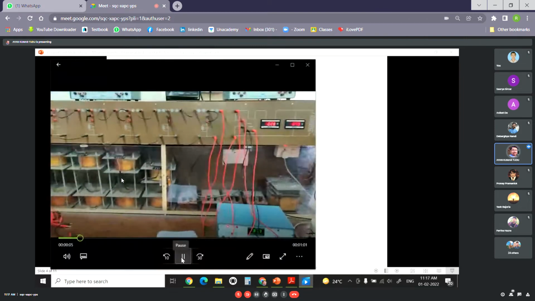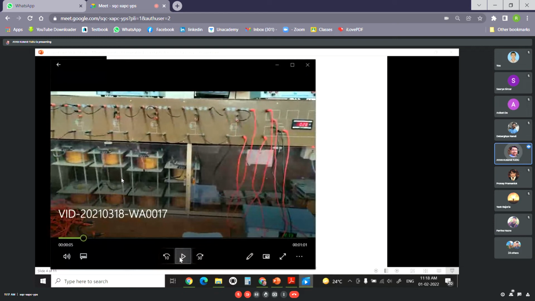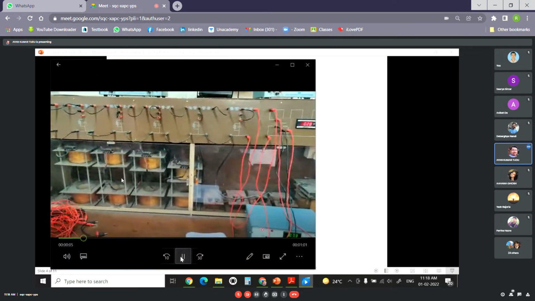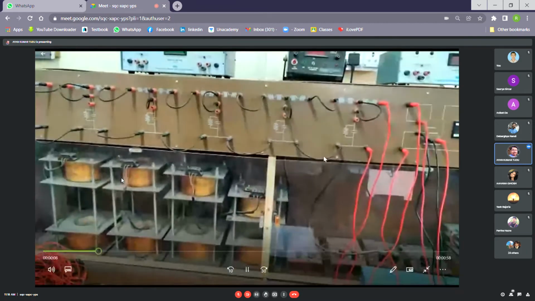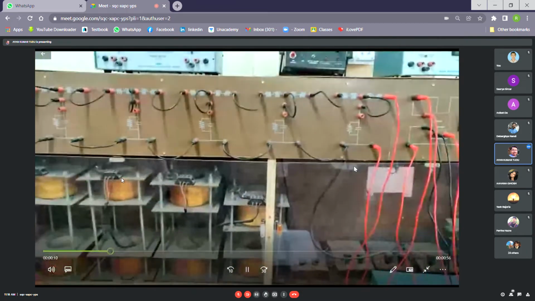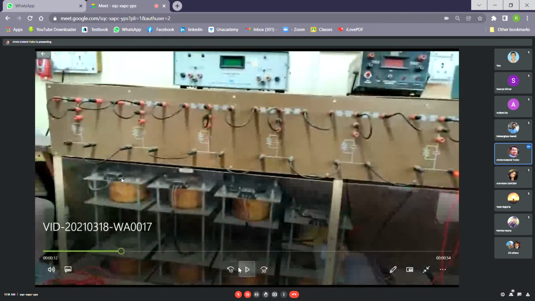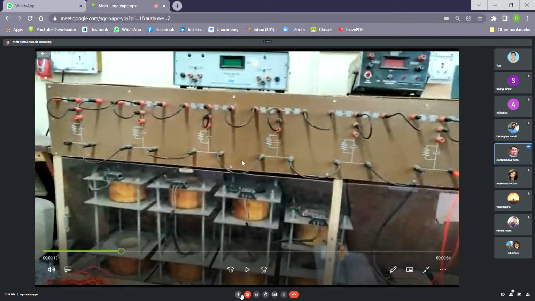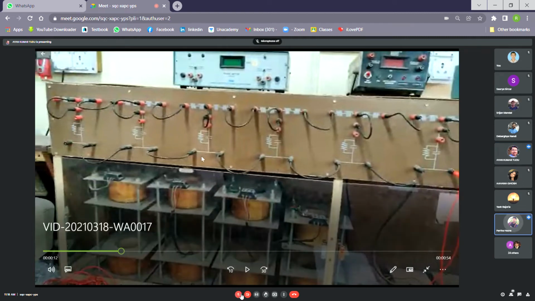This is the circuit diagram for. Is the video audible? Yes, sir. This is the circuit diagram for measurement of generalized constant of ABCD parameter of a. Okay, as you can see, the figure that we have here, am I audible? Hello? Yes, sir. Okay.